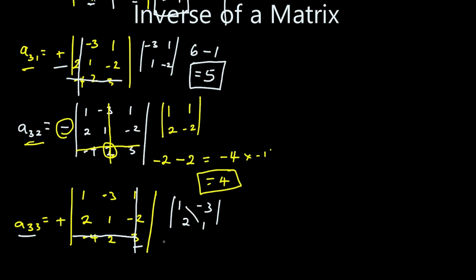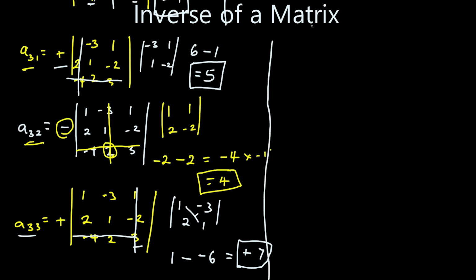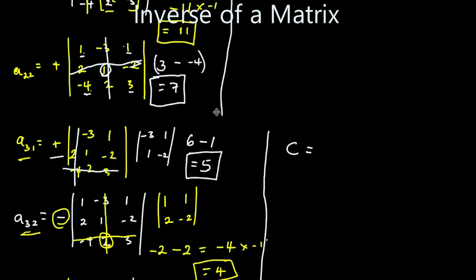So 1 times 1 is 1, minus 3 times minus 2 is minus 6. So 1 minus minus 6, which will give us a positive 7. So the element in A33 is going to be a positive 7. So that now our matrix C is going to be formed by all these elements that we got.